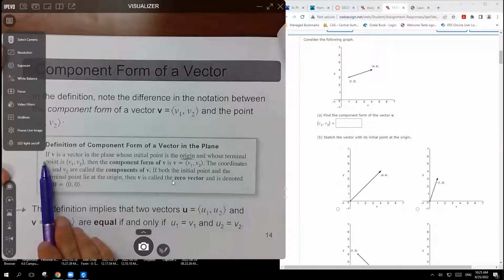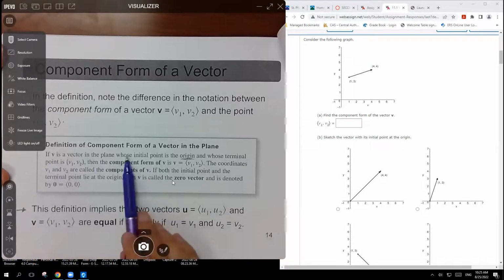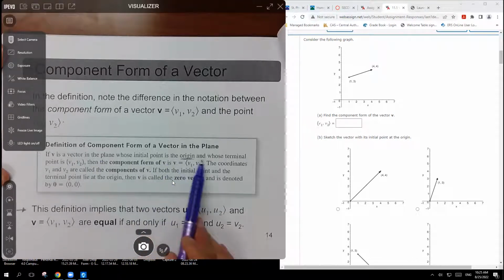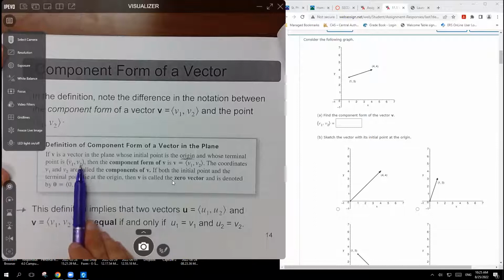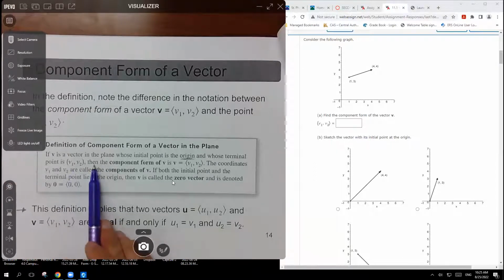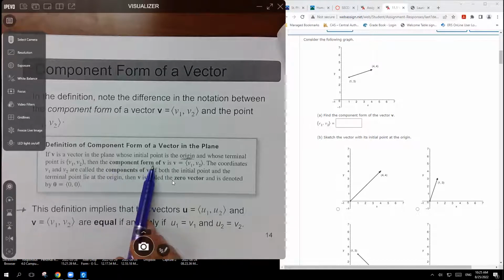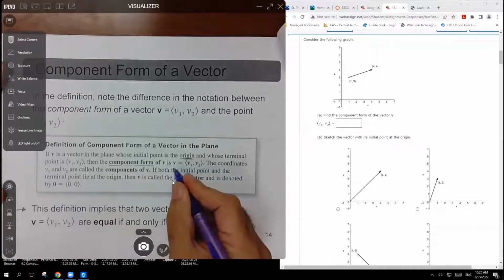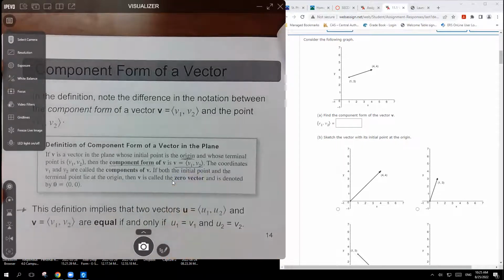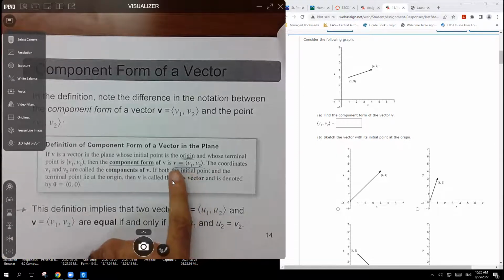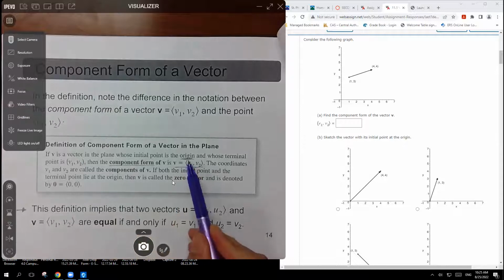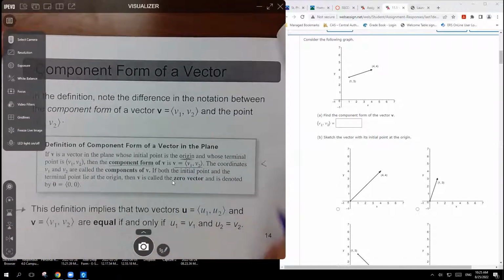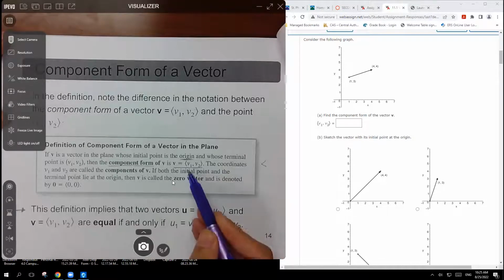They're telling you if V is a vector in a plane with initial point at the origin and whose terminal point is V, like these are just numbers, then the component form, this is important. When you hear this, the component form of V, you're going to write it down like this. That's how we write down a vector V, and we need to write down the direction for this vector, which is the terminal point. We're going to write down these two, V1 and V2.